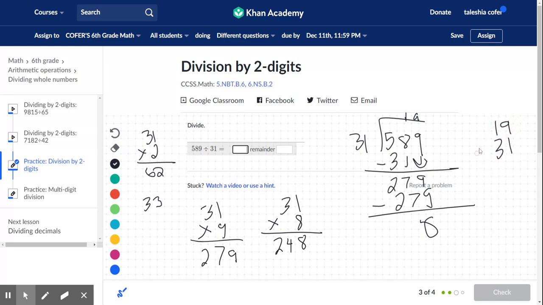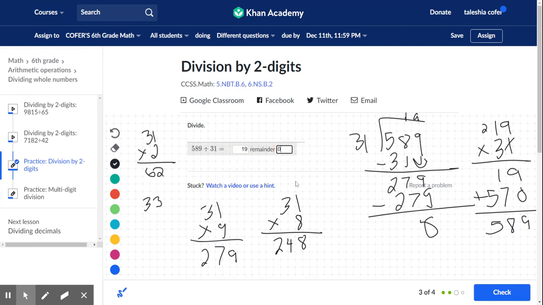I'm going to multiply it to check. 1 times 9 is 9. 1 times 1 is 1. Write my 0, cross out my 1. 3 times 9 is 27. I write a 7, carry a 2. 3 times 1 is 3, plus 2 is 5. When I add this up, 9 plus nothing is 9, 1 plus 7 is 8, and 5 plus nothing is 5. I have 589, which is what I started with, so I know my answer is 19 with a remainder of 0. And we're finished.